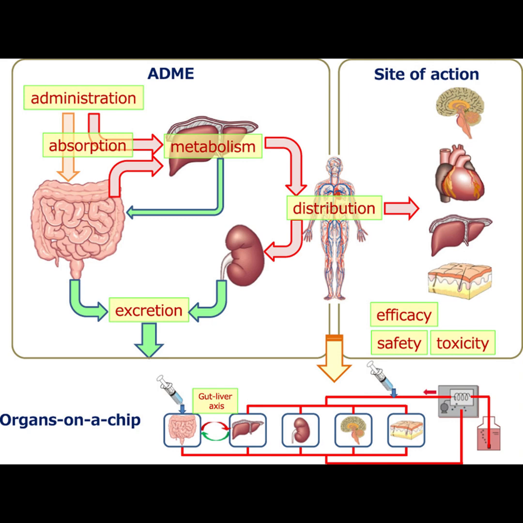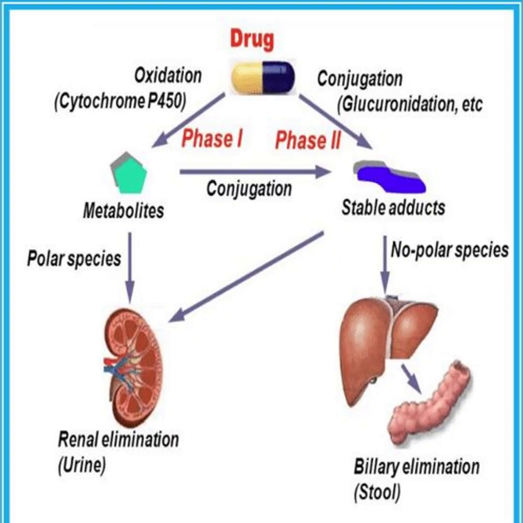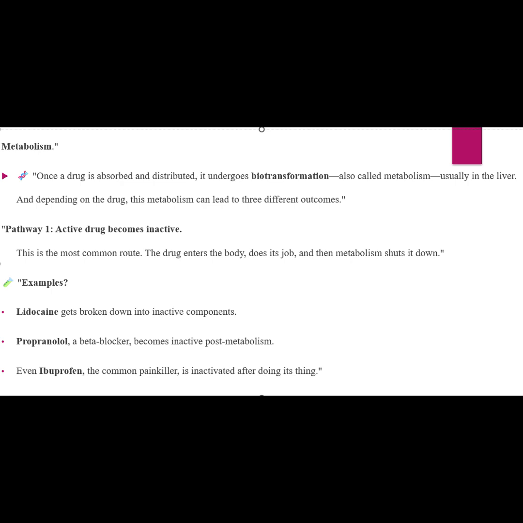The first one is active drug becoming inactive. This is the most common route. The drug enters the body, does its job, and then is metabolized, shutting it down. Example, lidocaine gets broken down into an inactive component eliminated through the kidneys. There are other examples like propranolol, a beta blocker, which becomes inactive after metabolism and is excreted through the kidneys. Even ibuprofen, the common painkiller, is inactivated after doing its job.